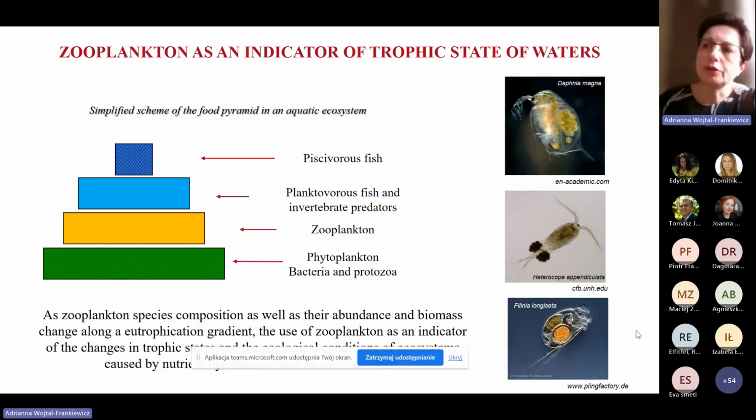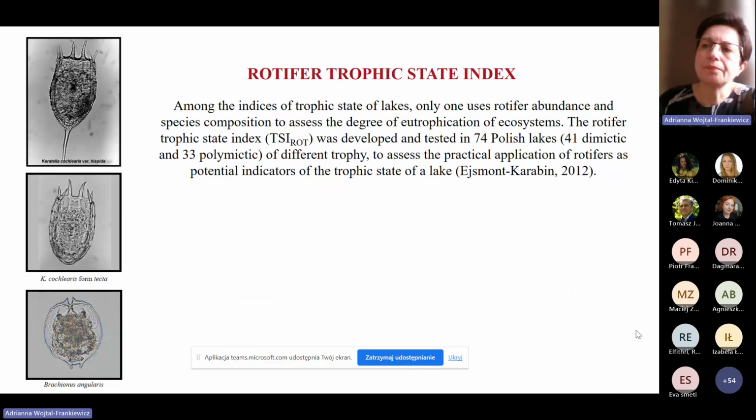However, only few zooplankton indices have been developed to date. The comprehensive analysis is also missing, which is why zooplankton is not included in the Water Framework Directive as one of the biological elements allowing the determination of water quality. Today, I will present two indexes applied in Poland.